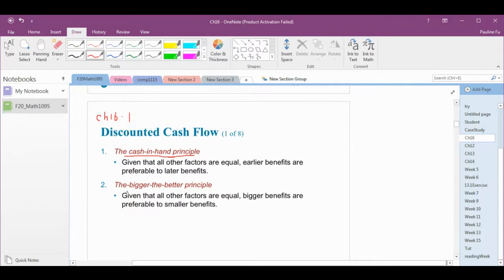The second principle, the bigger the better. Okay. We prefer bigger benefits to smaller benefits. This is common sense. Okay. Either bigger or smaller, you have to compare at the same time point. Usually, we use present value or discounted value.